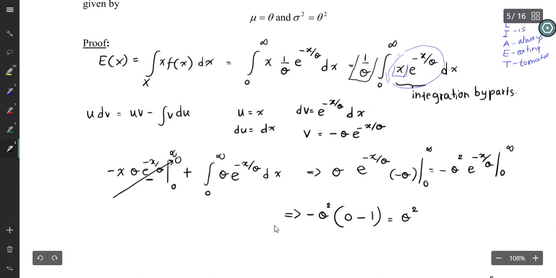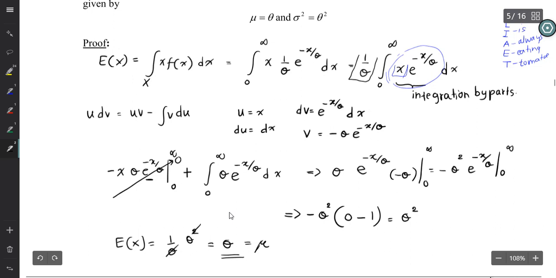So the integration by parts gives you theta squared for this integration, which means our E[X] is now, we have this 1 over theta, and from integration by parts we found theta squared. So one theta will go, and we get our expected value, or mean, is theta, right? So that is the proof of the mean of the exponential density.